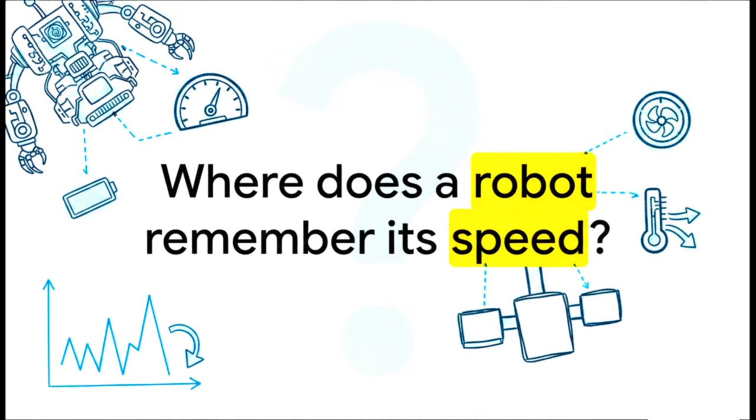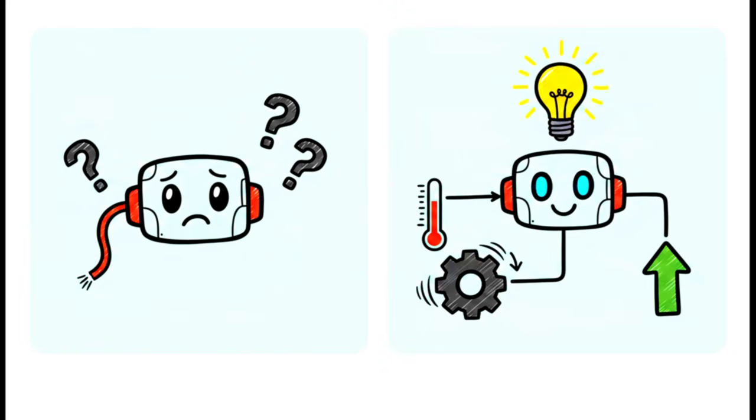It's a lot. But here's the fundamental question. Where exactly does the robot actually remember all this stuff? Well, the entire underlying architecture relies completely on how we handle variables. Okay, let's dive into this.